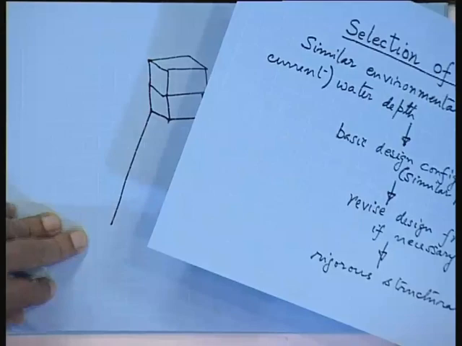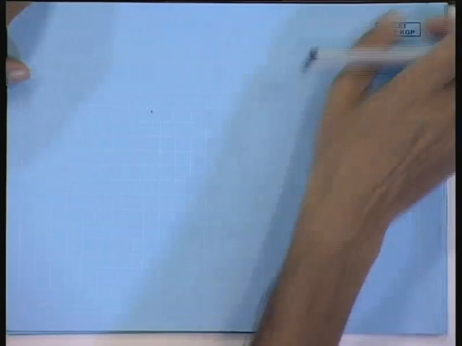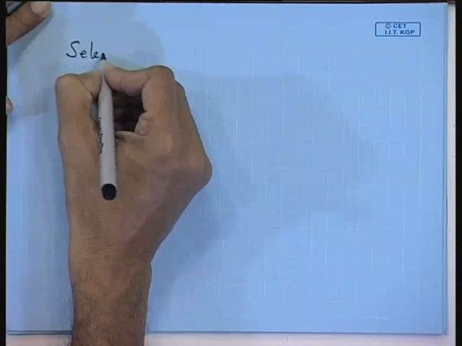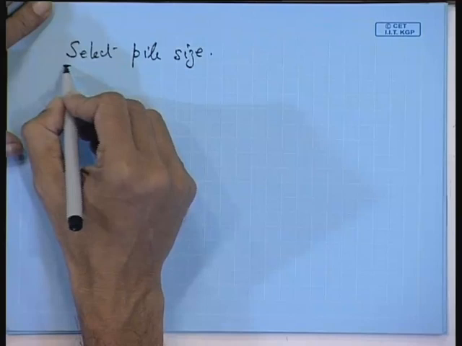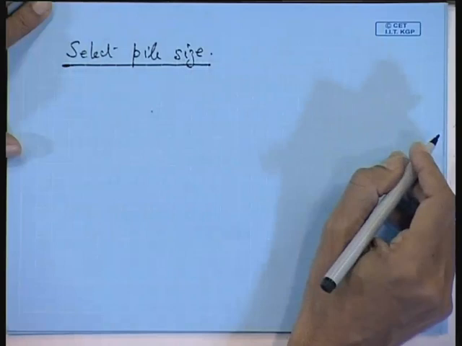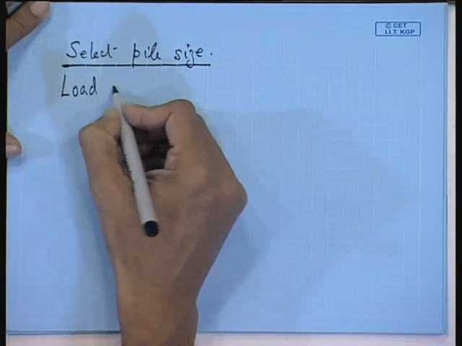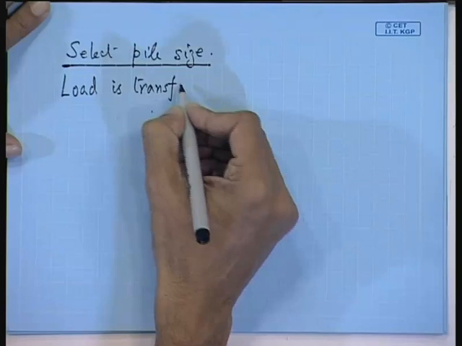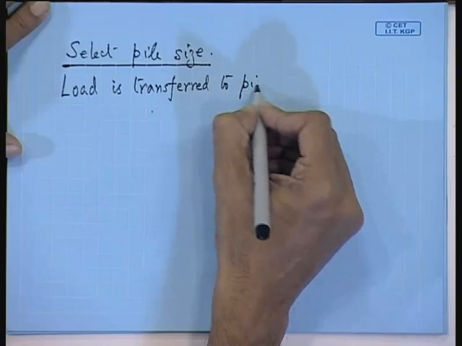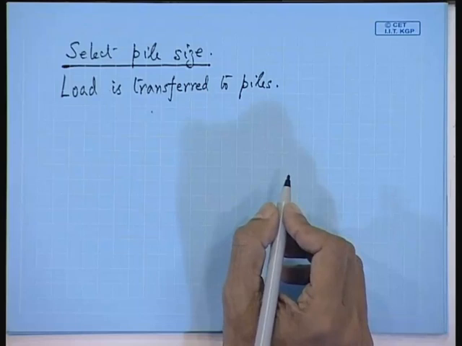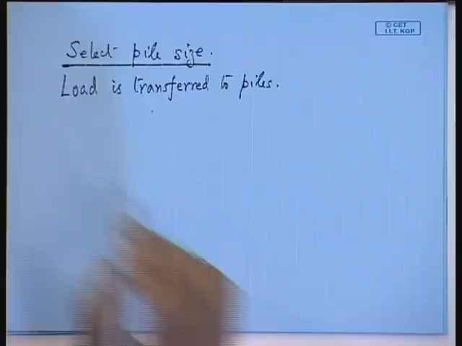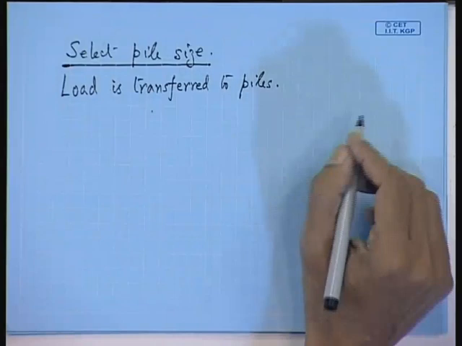Now if you want to study the detailed design, the first thing that you have to do is select the pile size. This is the most important parameter by which you go about the design, because most of the load that is coming is transferred to piles. In case of fixed structures, in ships, what is the start of your design? In ships you normally start designing by your weight equation. Weight has to be equal to buoyancy. If your weight is less than buoyancy, then the whole ship will sink. Similarly, here you have to find out that the pile has sufficient capacity.